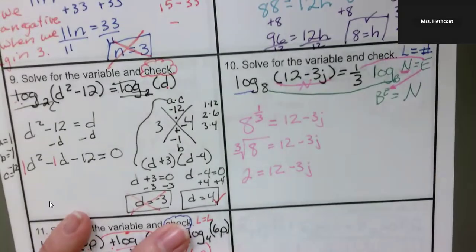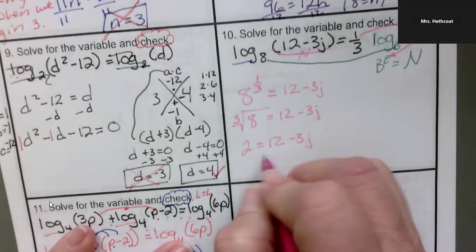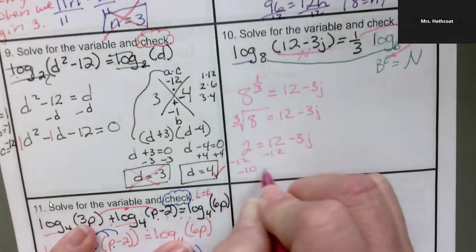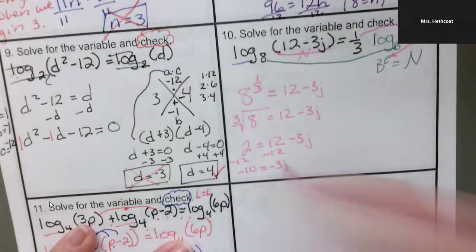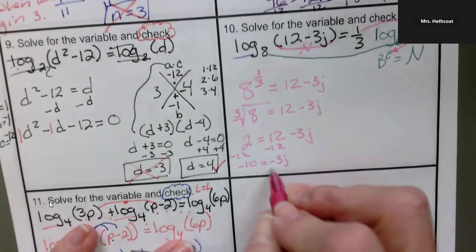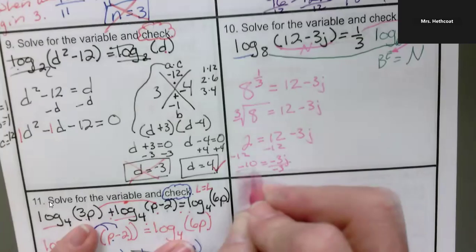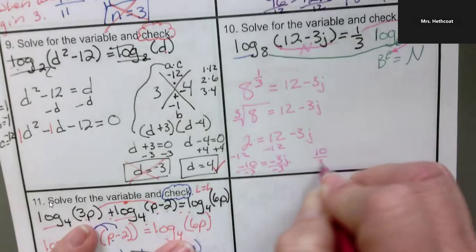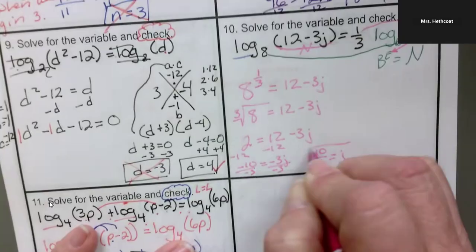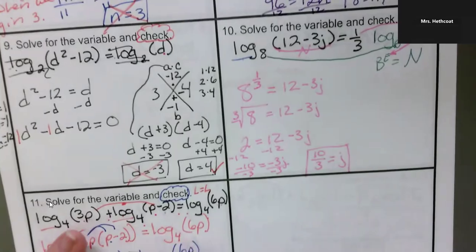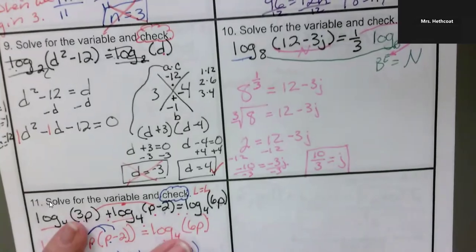We're solving for J, so I'm going to subtract 12 from both sides. That gives us -10 equals -3J. Divide by -3 on both sides. And I know it's not pretty, but we end up with 10 over 3 equals J. Do not freak out about having to plug in a fraction. You can do this. So we need to check, right?